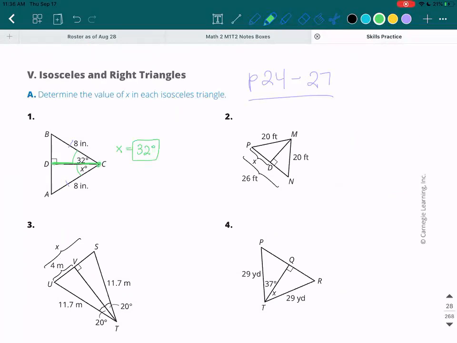So this angle C, that's our vertex angle. The altitude cut it into this piece and this piece. It bisects it, which means that those two angles are congruent. Those two angles are the same measure. So if they're the same measure, then x must be 32 also.